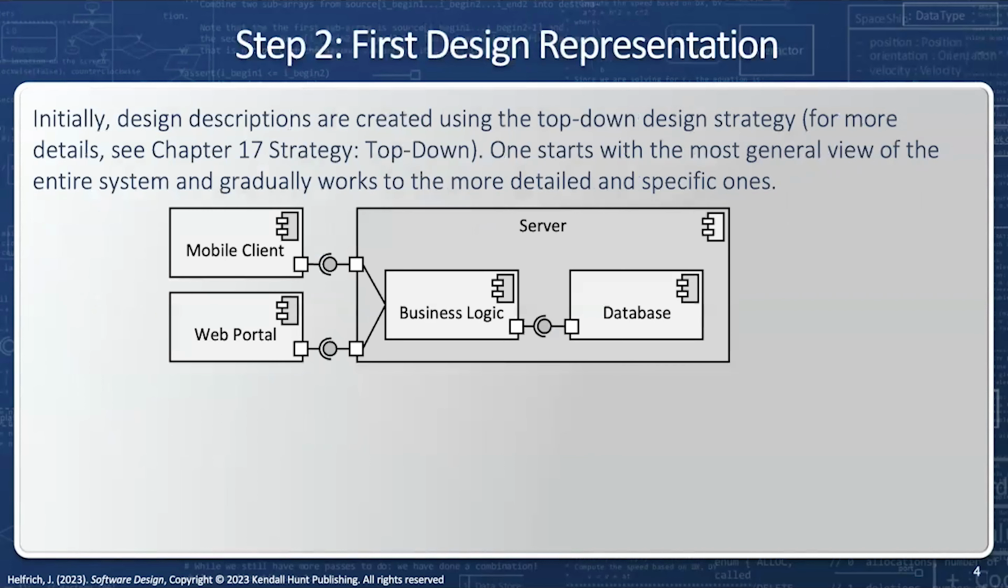Now, step 2, the first design representation. Initially, design descriptions are created using a top-down strategy. One starts with the most general view of the entire system and gradually works to more detailed and specific ones. So here's an example of a component diagram that has 2 clients, a mobile client and a web portal, and a server. The server has the business logic as well as the database. And this is the overall blueprint to the design.